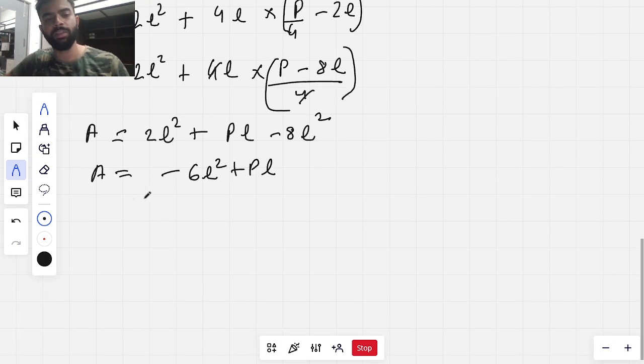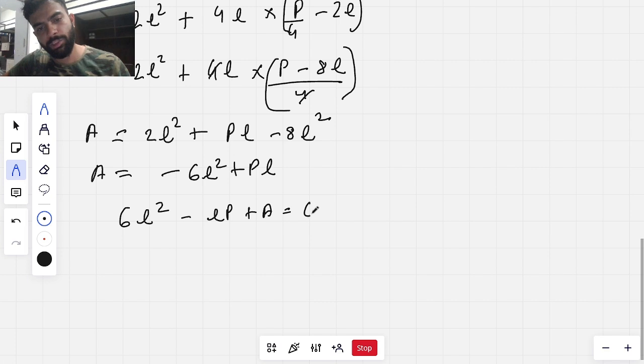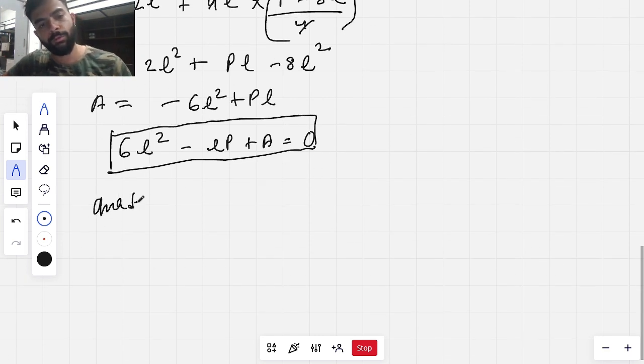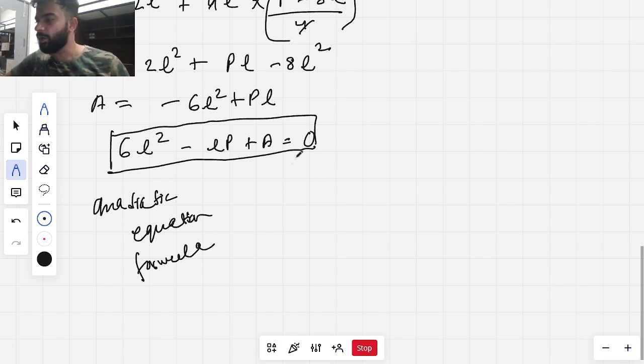So if I want to make this term positive, what I'm going to do is 6L square minus LP plus A equals 0. So this becomes my final formula. Now I have to use the quadratic equation formula. So the formula I am going to use is L equals minus b plus minus root over b square minus 4ac by 2a, right?